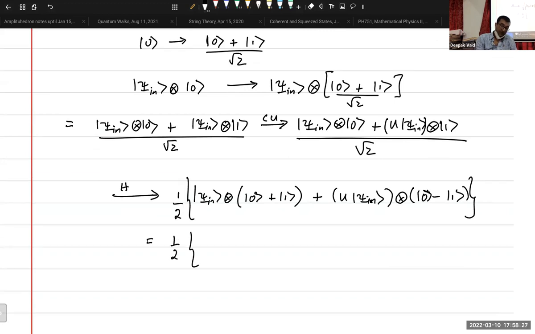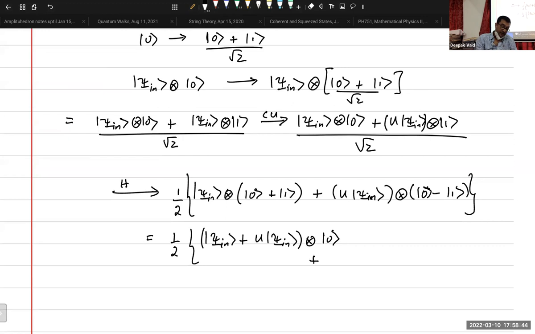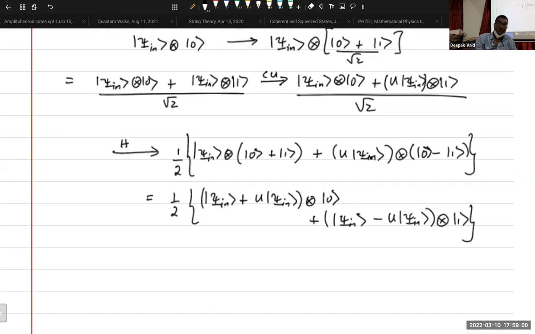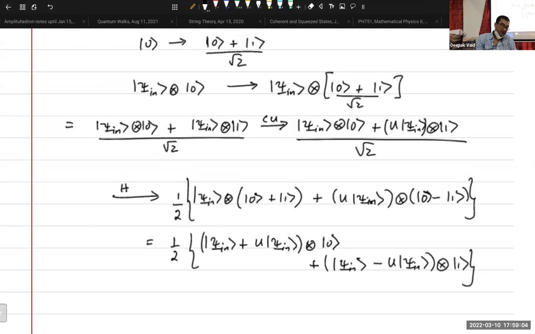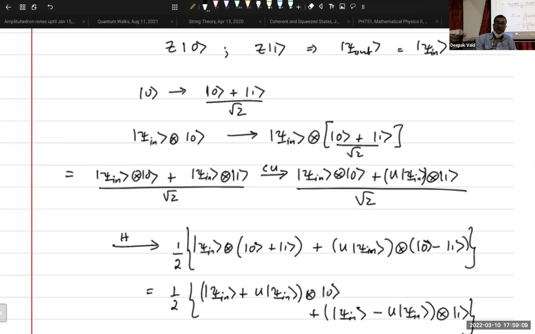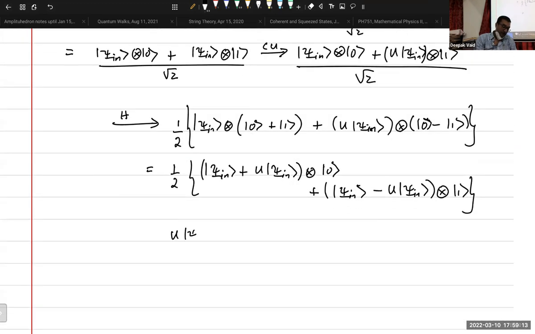And let's see what this is. This is 1/2. Now, if I factor out the terms and I collect the terms, I get psi in plus U psi in tensor zero and psi in minus U psi in tensor 1. Okay. And now what have we said here? We have said that this state psi in is an eigenvector of U. Right? So that means U psi in is equal to lambda psi in, right? Where lambda is equal to plus or minus 1. Right? This is the restriction we have put on this operator U.